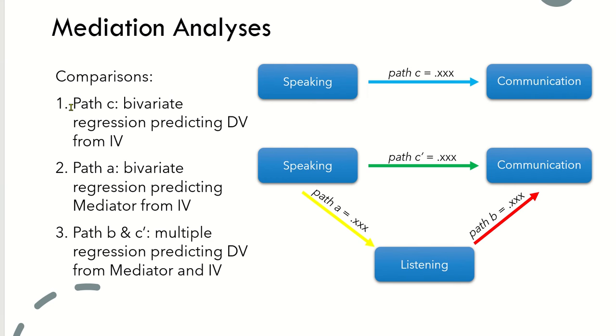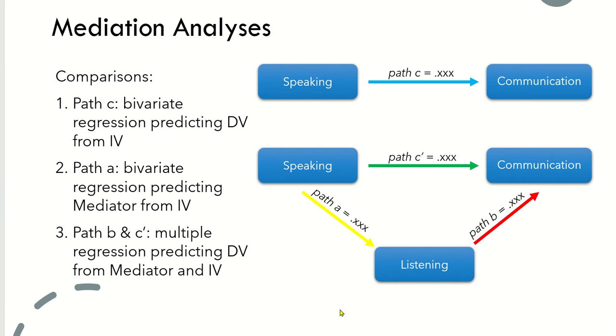And the way we run analysis for this, first we run a bivariate regression predicting the dependent variable of communication from the independent variable of speaking. That would be path C here. And then we would do another bivariate regression predicting the mediator from the independent variable. That would be path A here. And then we would do a multiple regression predicting the dependent variable from the mediator variable and the independent variable. And that would be both path C dash and path B here.